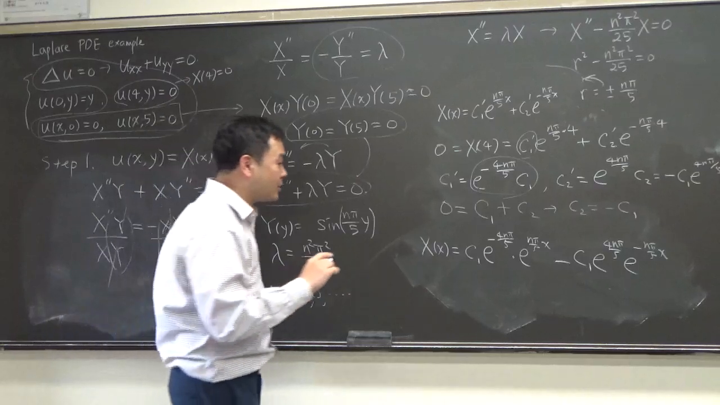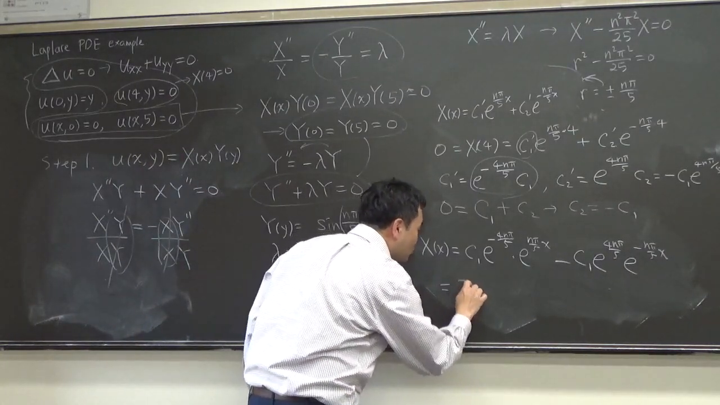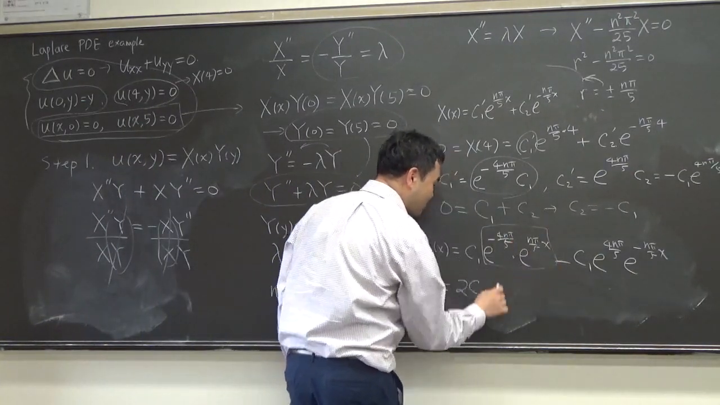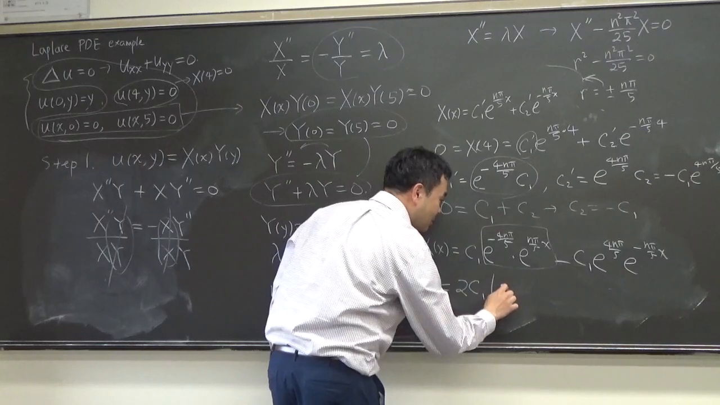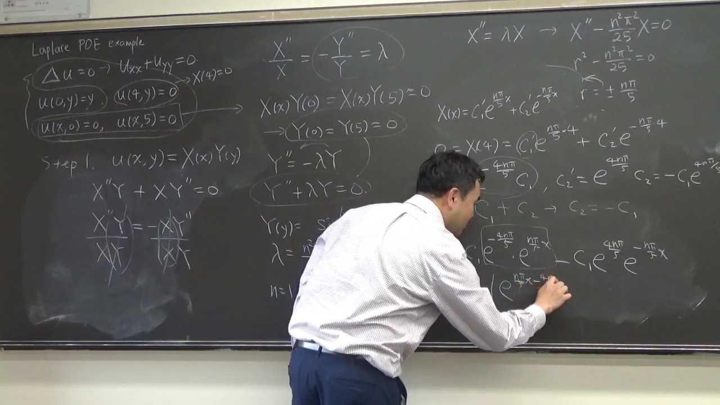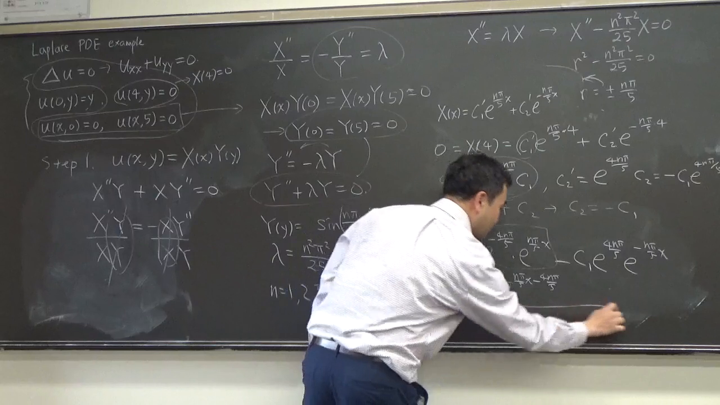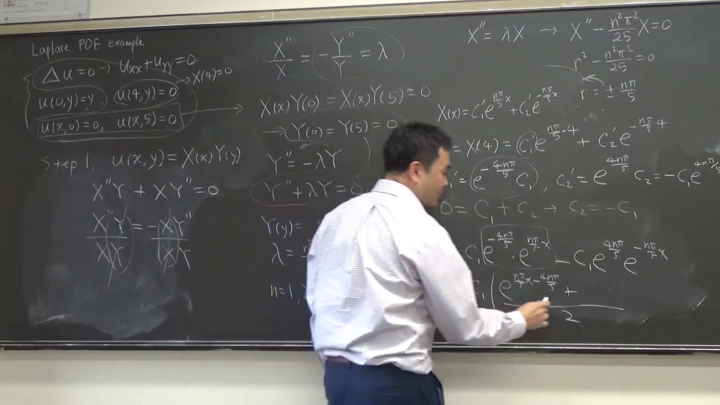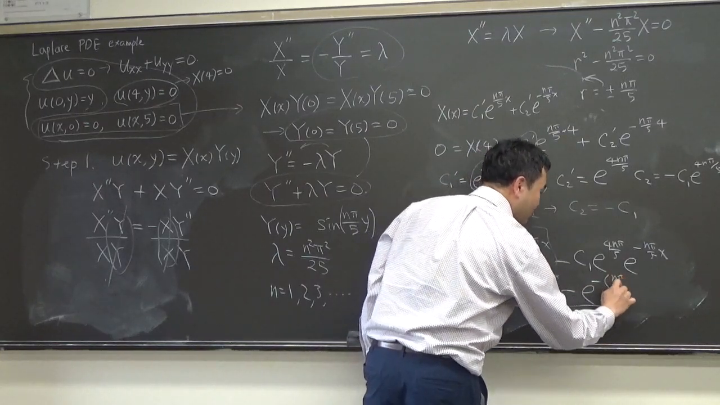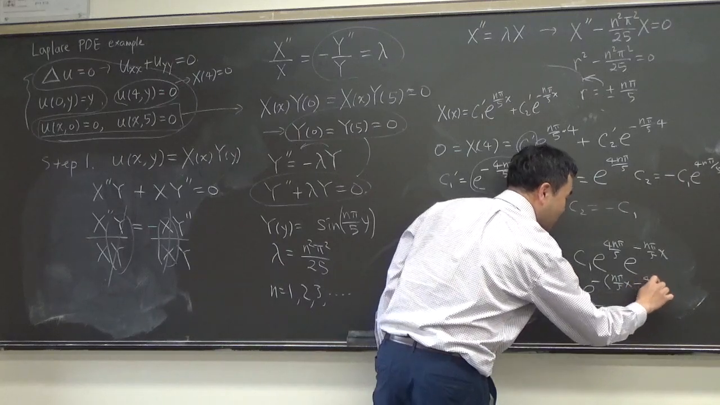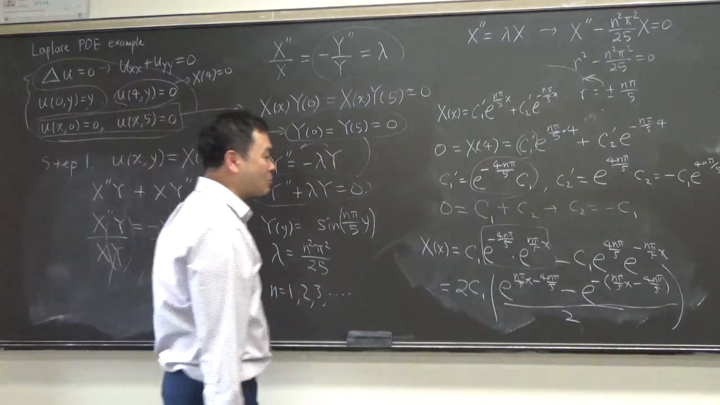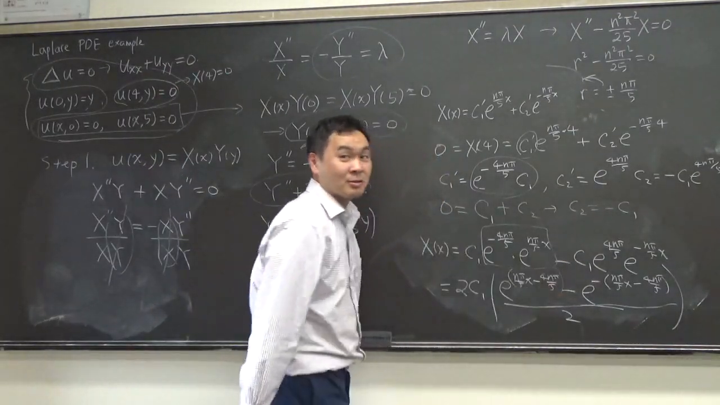Is that okay? All right. And then we can rewrite this as 2C1, okay, 2C1. And then you can put this into a single exponent, right? So we can write this as e to the n pi over 5 times x minus 4n pi over 5, and then minus e to the negative n pi over 5 x minus 4n pi over 5. All right, so what am I trying to say? What is this thing inside?